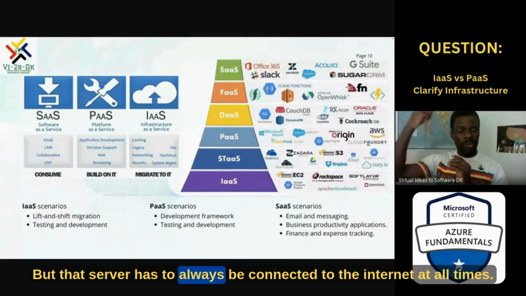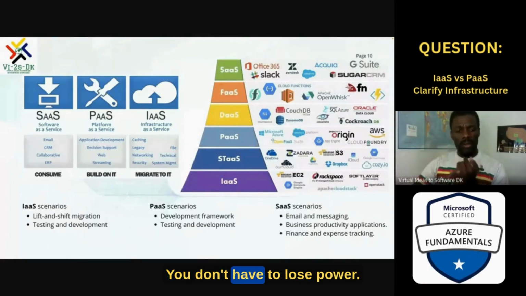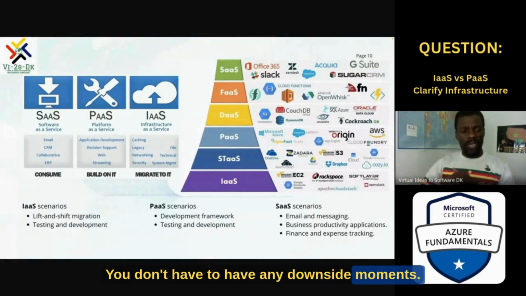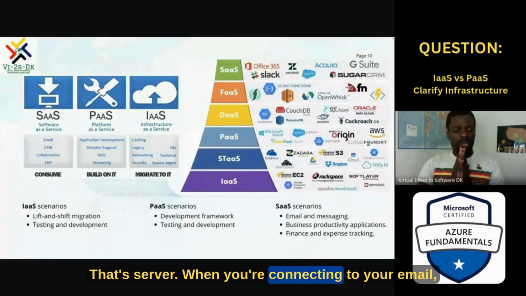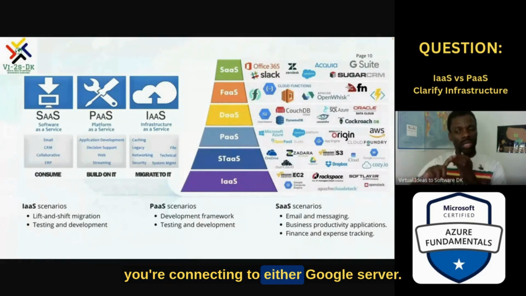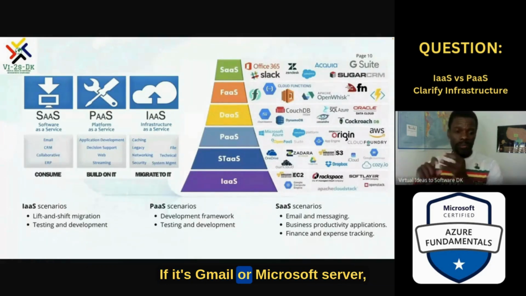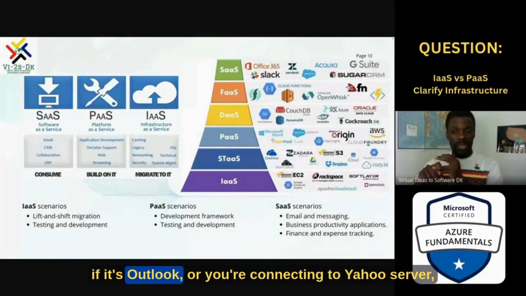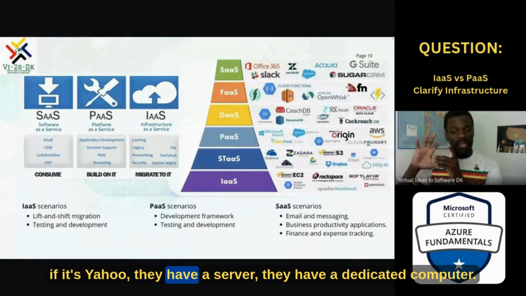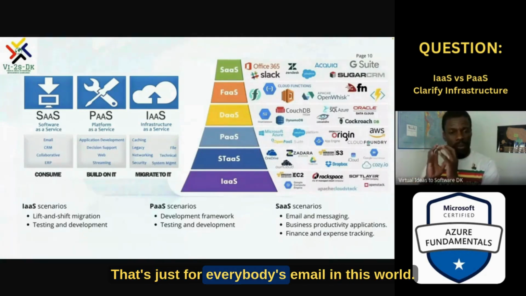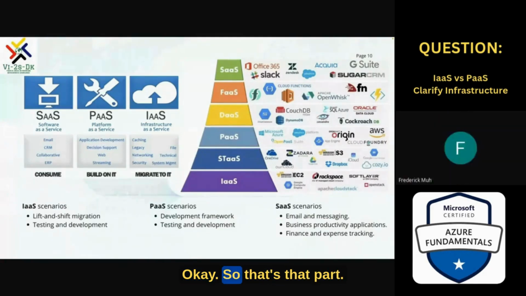But that server has to always be connected to the internet at all times. You don't have to lose power. You don't have to have any downside moments. That's the server. When you're connecting to your email, you're connecting to either Google server if it's Gmail, or Microsoft server if it's Outlook, or you're connecting to Yahoo server if it's Yahoo. They have a dedicated computer that's just for everybody's email in this world. Okay, so that's that part.